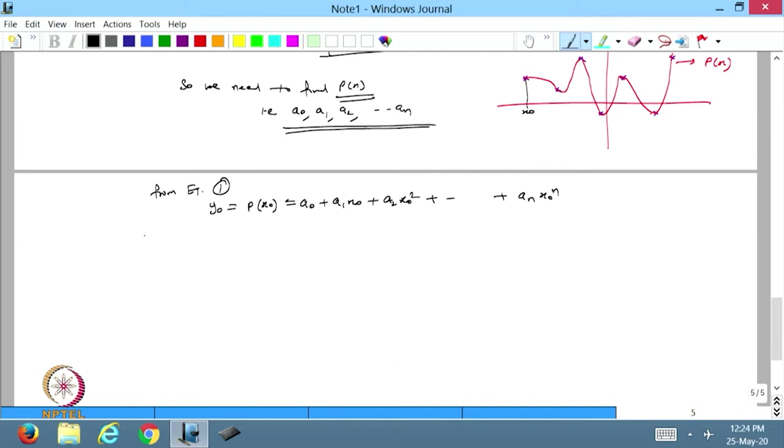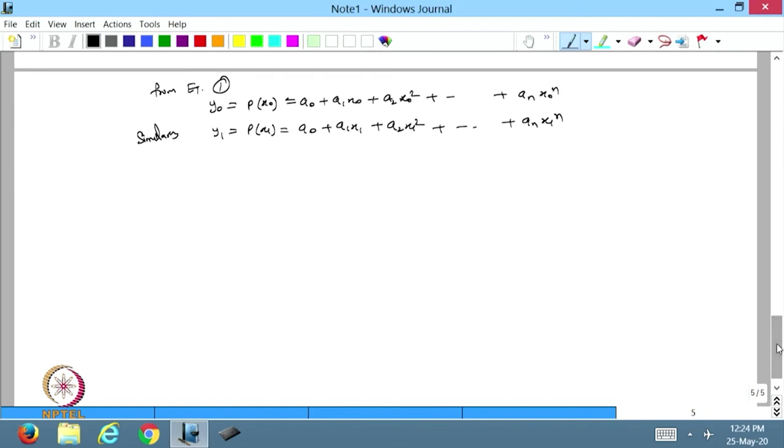Similarly, I can apply P at x1 is equal to a0 plus a1 x1 plus a2 x1 square up to an x1 power n, and that is equal to y1. So if I go through all the points that are given to us, P(xn) will be a0 plus up to an xn power n, and that is equal to yn.